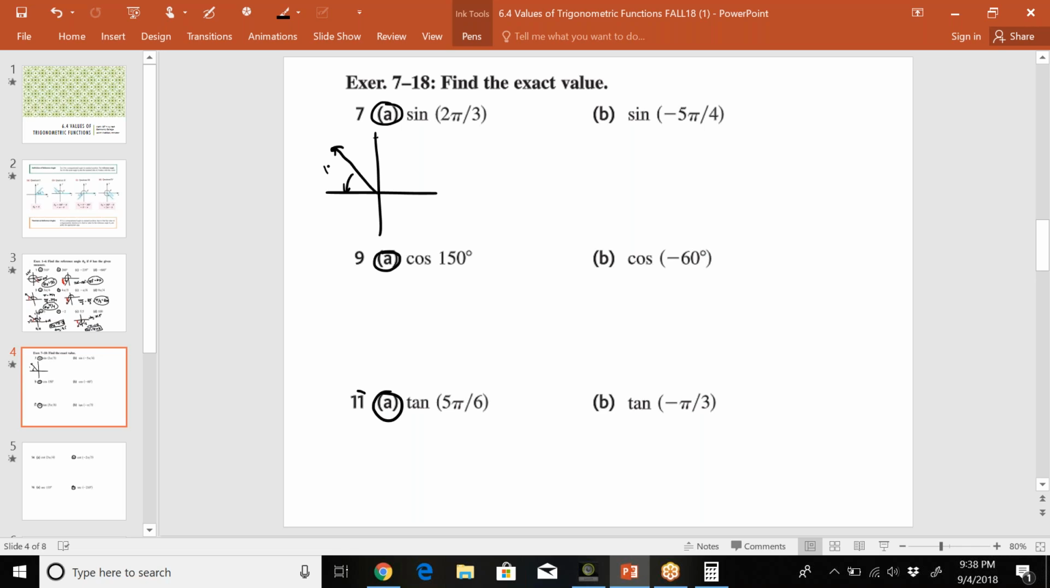Remember, that's a reference angle of pi over 3. And pi over 3 is always related to the ordered pair 1/2 and square root of 3 over 2. And remember, that is a negative x in this quadrant. So the sine value, though, is the y value. So that's just going to be square root of 3 over 2.